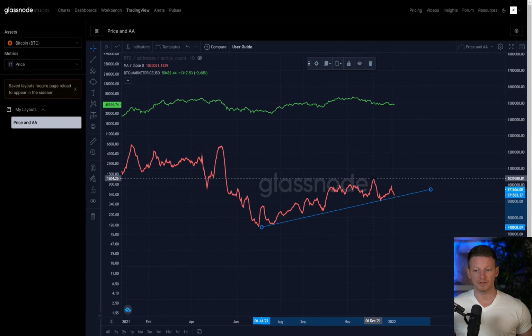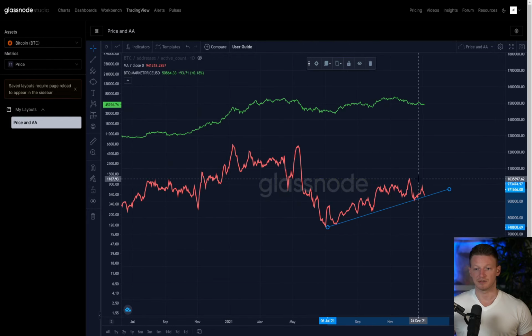Now, we do have these pullbacks. We started to see a significant pullback in December. We've seen a little pullback now, but you'll note that they're basically all just coming right back down to this trend line, and overall, we're continuing to head up. So let's go ahead and take a look at the next metric then.